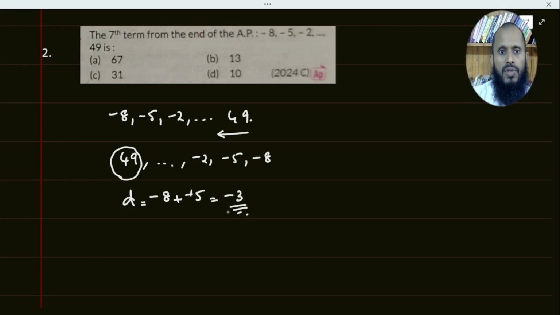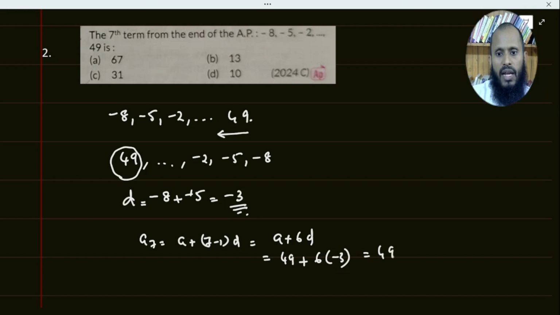Okay, now I can use the general term of an AP formula which we already discussed earlier, to find the seventh term of this new AP. Now A7 will be equal to A plus 7 minus 1 into D, which is equal to A plus 6D. Now the new A in our case is 49, and plus 6 into D will be minus 3. So this is nothing but 49 minus 18, which will be equal to 31. So 31 will be the seventh term from the end. So what is the correct option? Correct option is C.